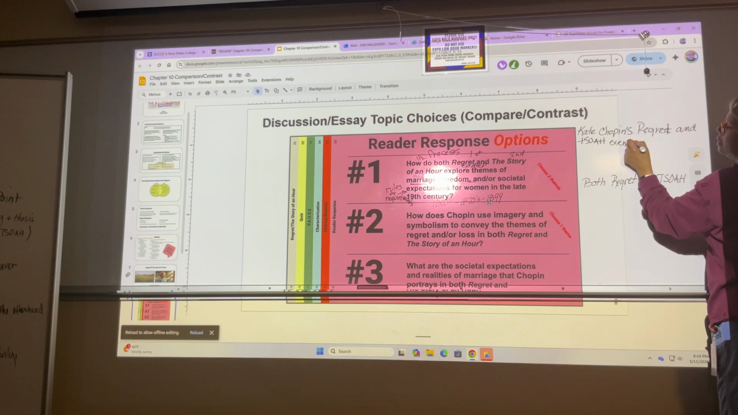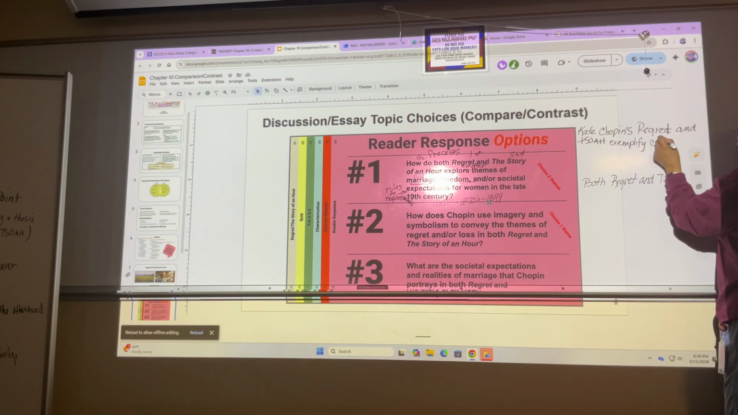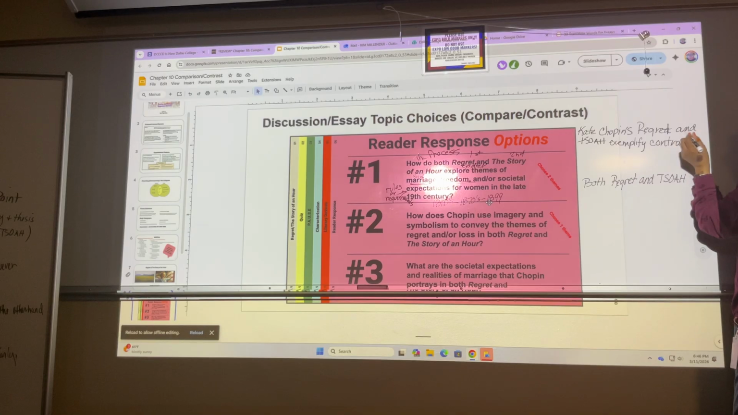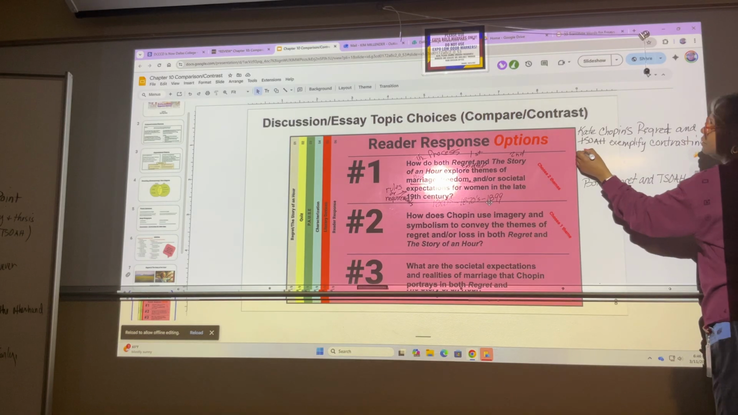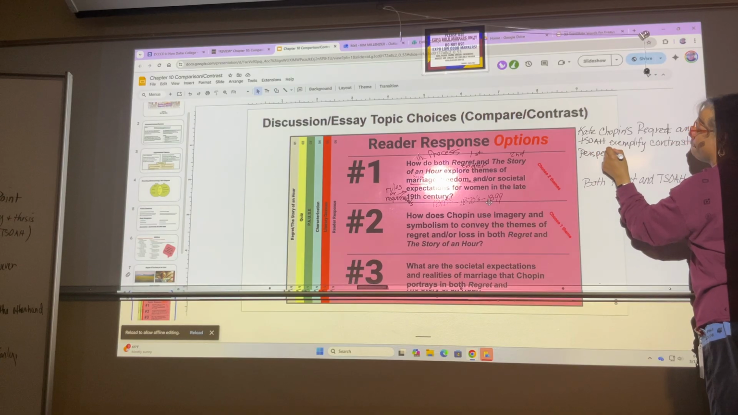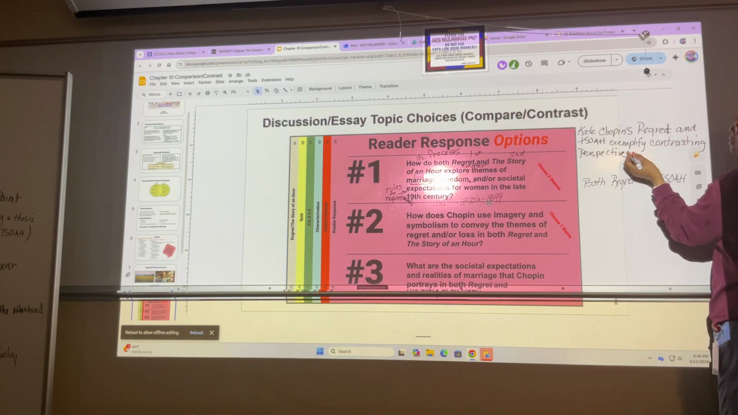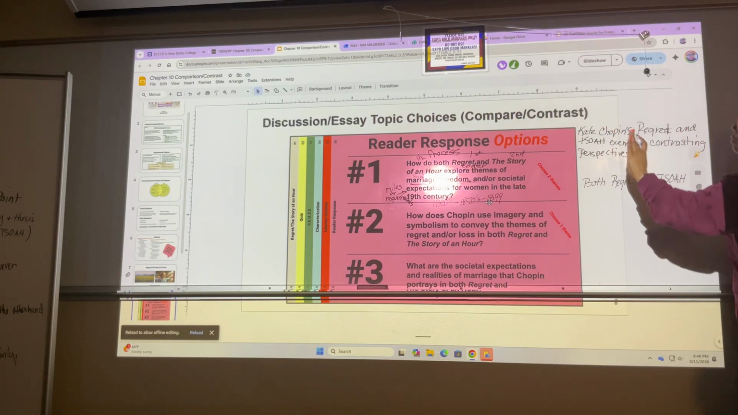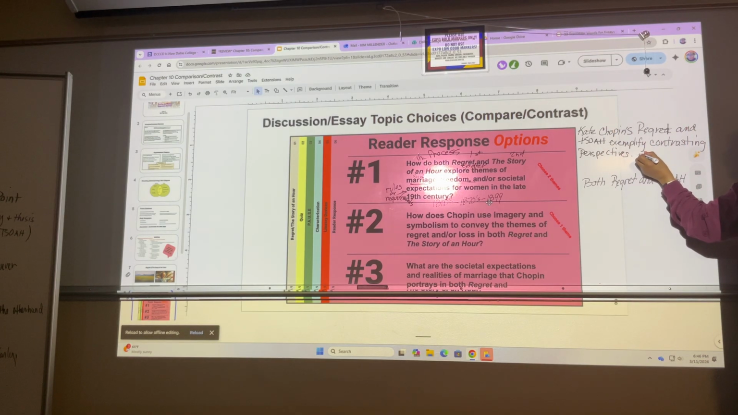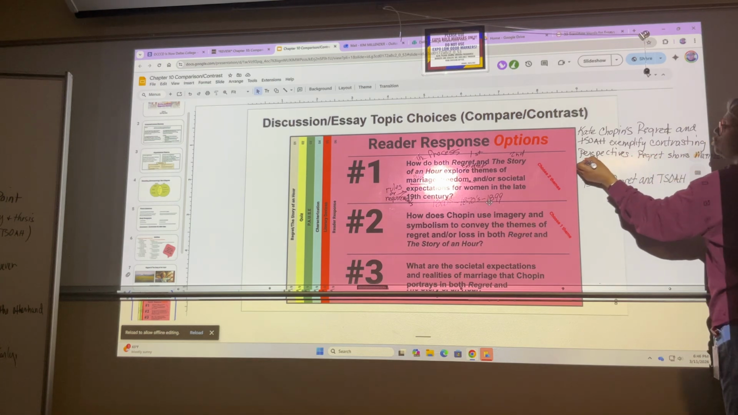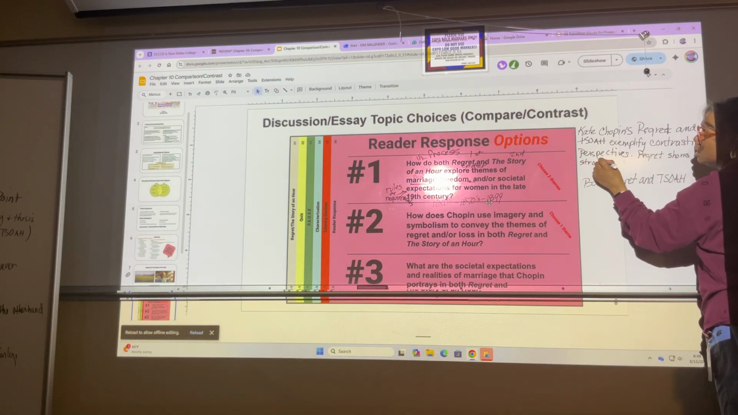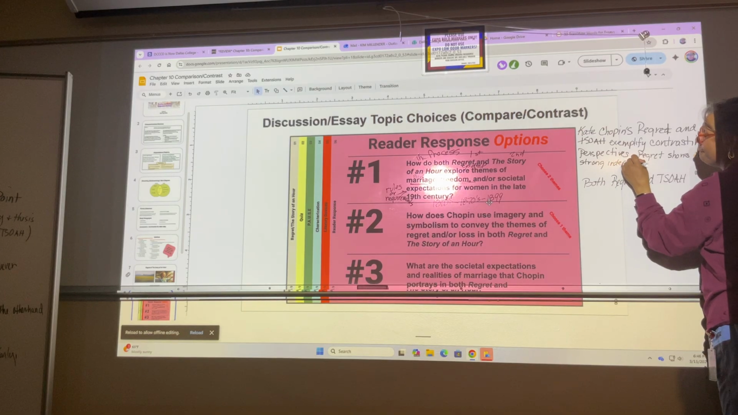Exemplify themes of marriage and freedom, contrasting views or perspectives. And we leave it at that, because now we're gonna say, regret shows Mamselle, and this is what the other student wrote, strong, independent woman. So that's basically the background?